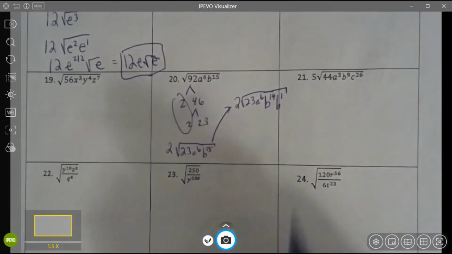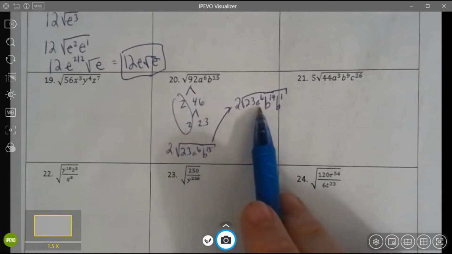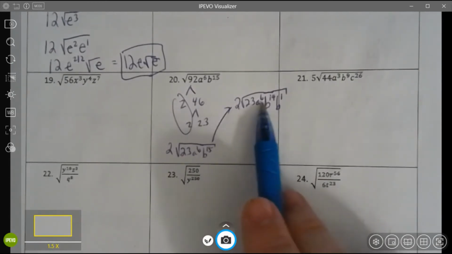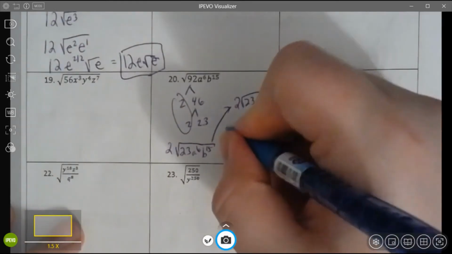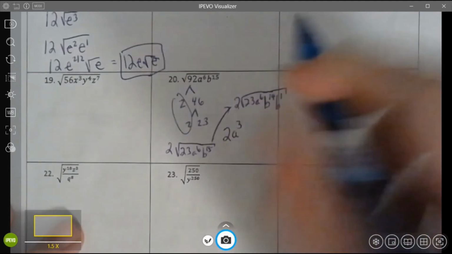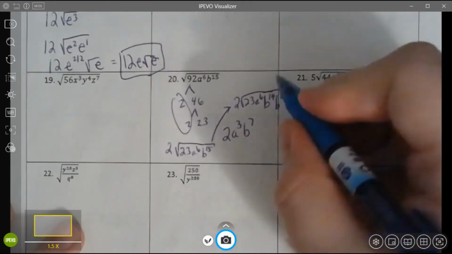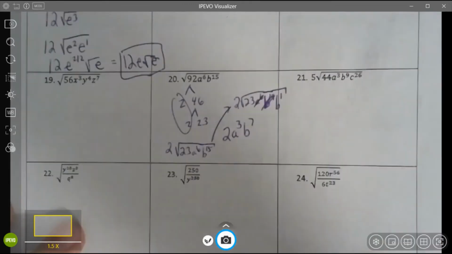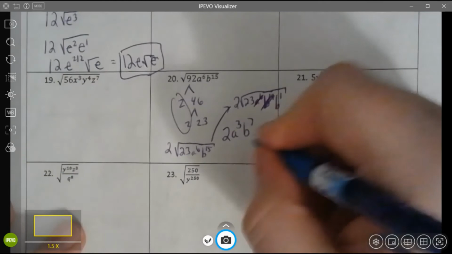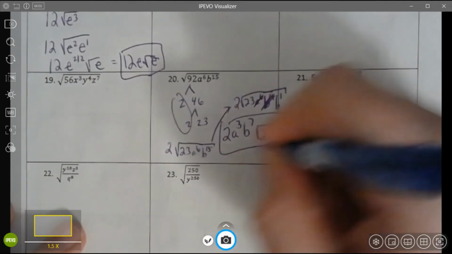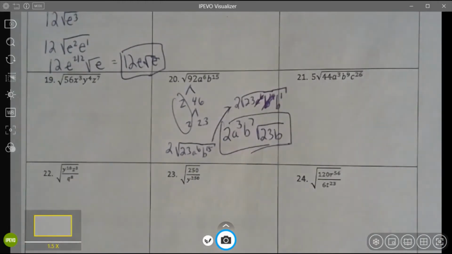So now, since I've already taken care of my number out front, I just have to divide each of these by 2 and move them outside. So 6 divided by 2 is 3. So this is 2a cubed. 14 divided by 2 is 7. So this is b to the 7. And then what's left inside? So I got rid of those two. And what's left inside is just the square root of 23b. I have 2a cubed b to the 7th times the square root of 23b.